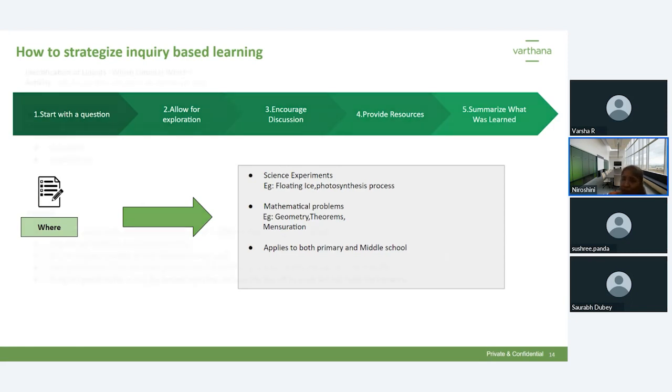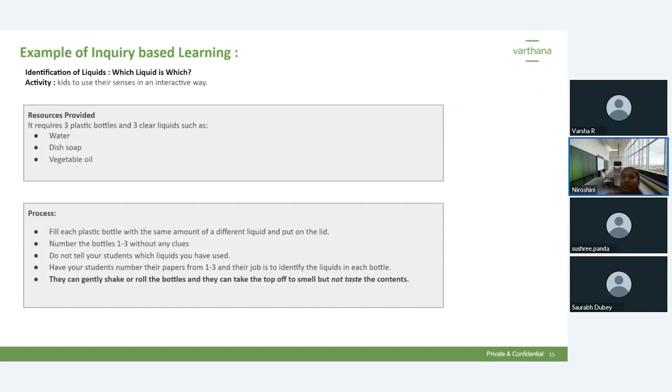Now let's quickly look at an example where I have given a science example for inquiry-based learning. Here, we see identification of liquids is the activity where they have to figure out which liquid is which. We will provide children with resources to do this experiment and arrive at an answer. We will follow a template to discuss how they are going to do it. Before that, we'll quickly see what kind of resources we need to provide to do this activity.